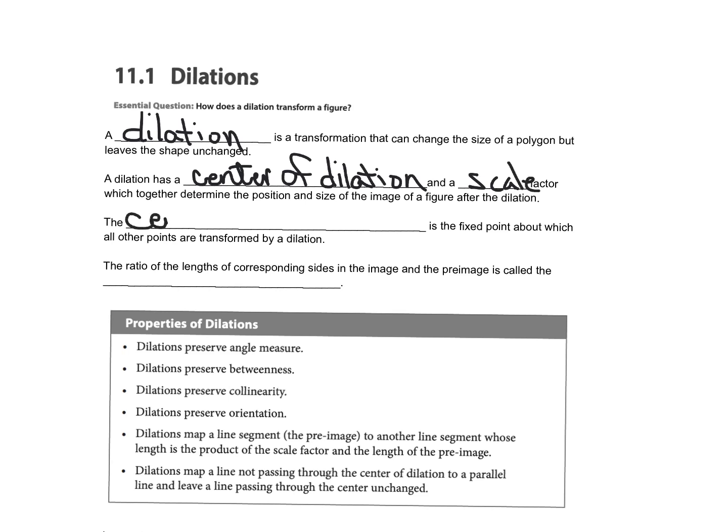The center of dilation is the fixed point about which all other points are transformed by a dilation. The ratio of the lengths of the corresponding sides and the pre-image is called the scale factor. Now, the properties of dilation: it preserves angle measure, betweenness, collinearity, and orientation.